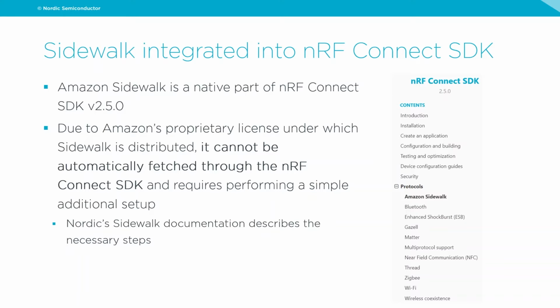And then Sidewalk integrated into nRF Connect SDK. In a previous version, we had Amazon Sidewalk in an external GitHub repository. That is not the case anymore. As of version 2.5.0, Amazon Sidewalk is natively connected to nRF Connect SDK. It does not automatically come with it, or is not always distributed, which is a licensing issue. So the only thing you need to do is go through one extra step that has you accepting the license, and then you can use Amazon Sidewalk with nRF Connect SDK.